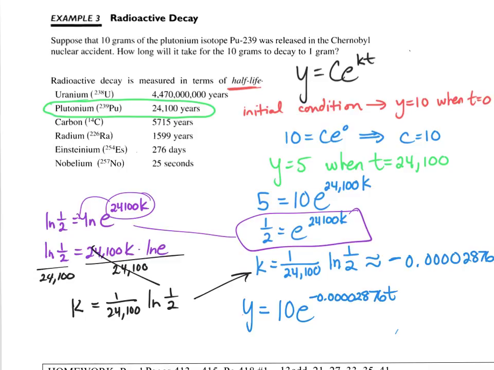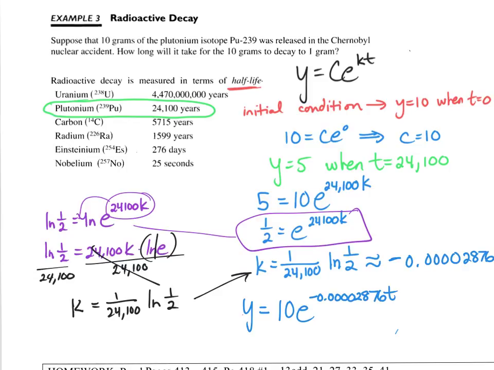Why do you divide by 24,000? Because I'm trying to get k by itself. This is 1, right? Does that make sense? Yeah, no problem.